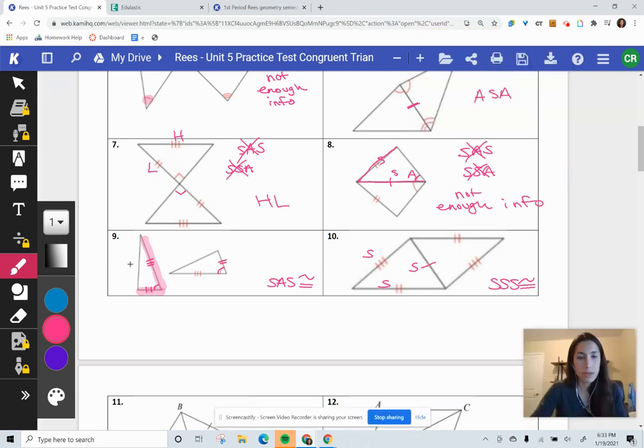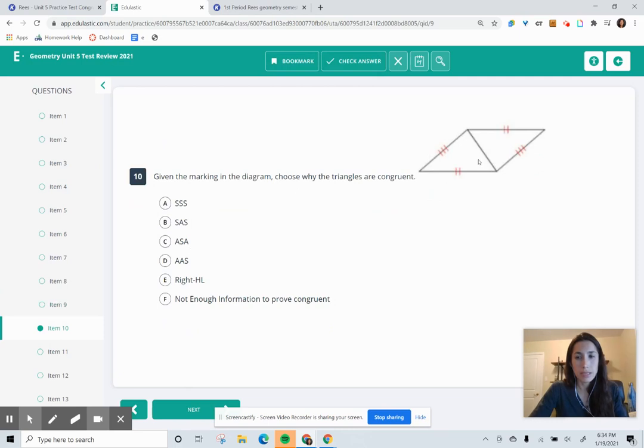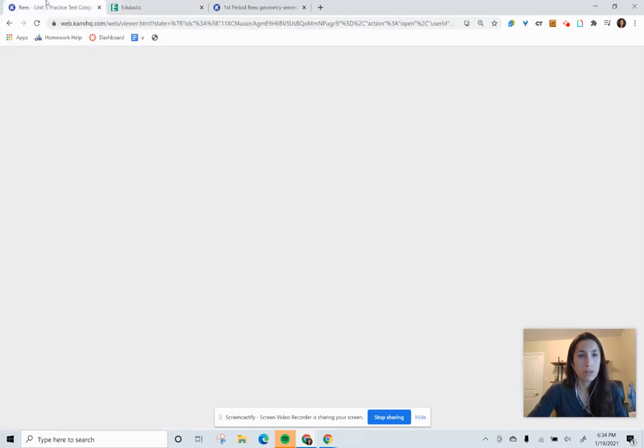Okay, so we'll add our solutions for number 9 and 10 onto Edulastic. So 9 was, remember, side angle side, and 10 was side, side, side. Okay, so moving on to question 11.